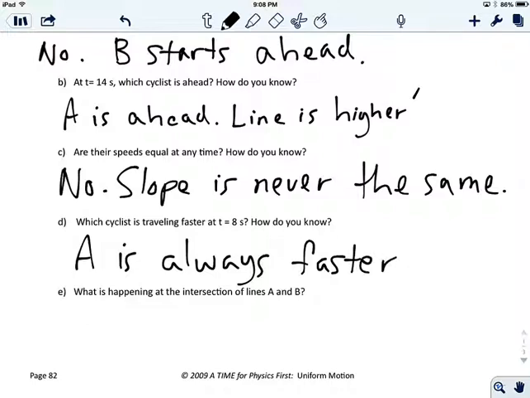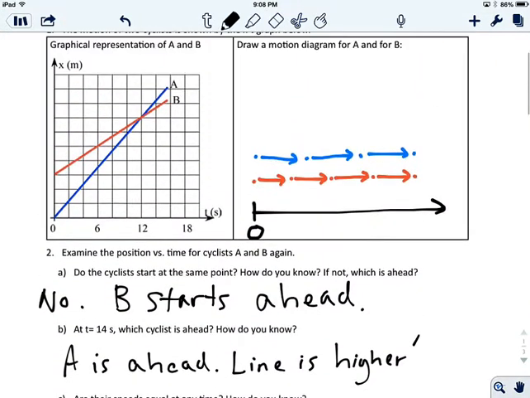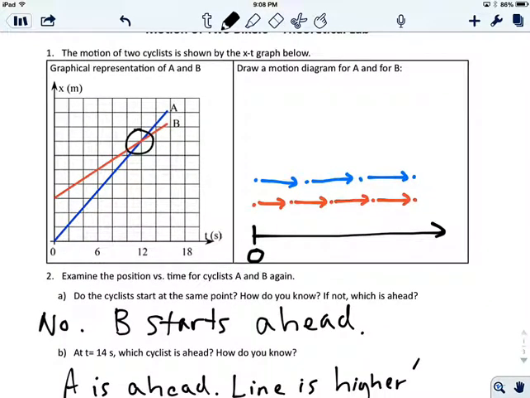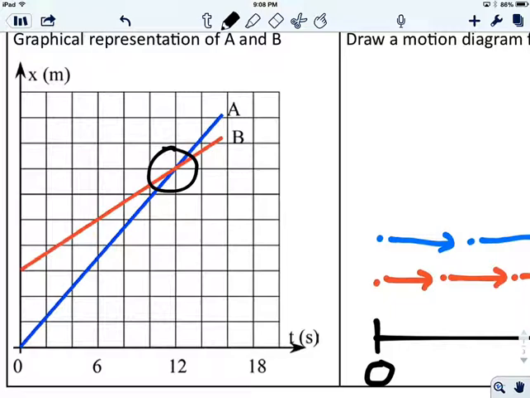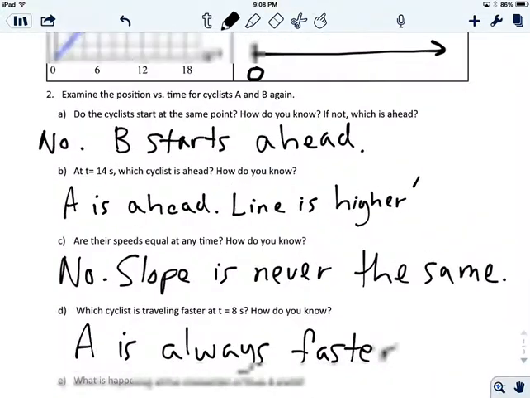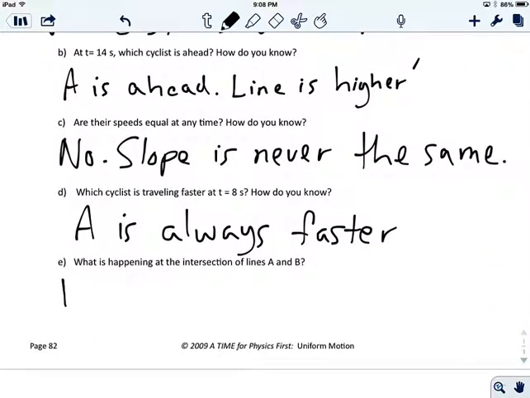Okay, so what is happening then? Right here, what's happening at that point? If they're not the same speed, what are they? Well, we know the time is the same, that's 12 seconds, but here's what it means, guys. At this point, both A and B have the same position. They're at the same position. They're right next to each other. They are next to each other.